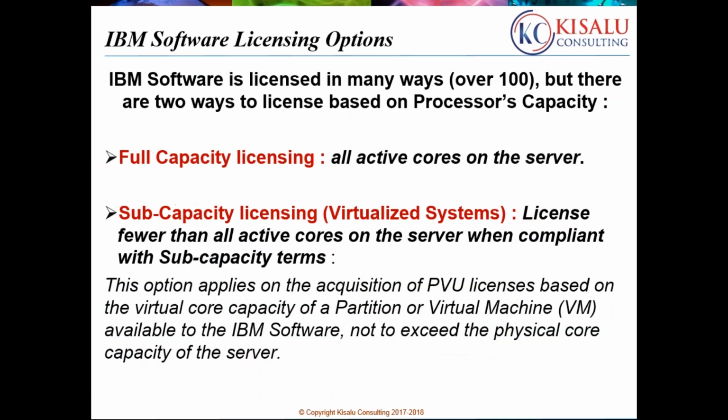So what are the options that we have for IBM software licensing? There are over 100 ways of licensing IBM software, and there are two big ones based on processor capacity: full capacity licensing, where all the cores on the servers will be licensed, and sub capacity, where a portion of your active cores on the server will be licensed for the software.